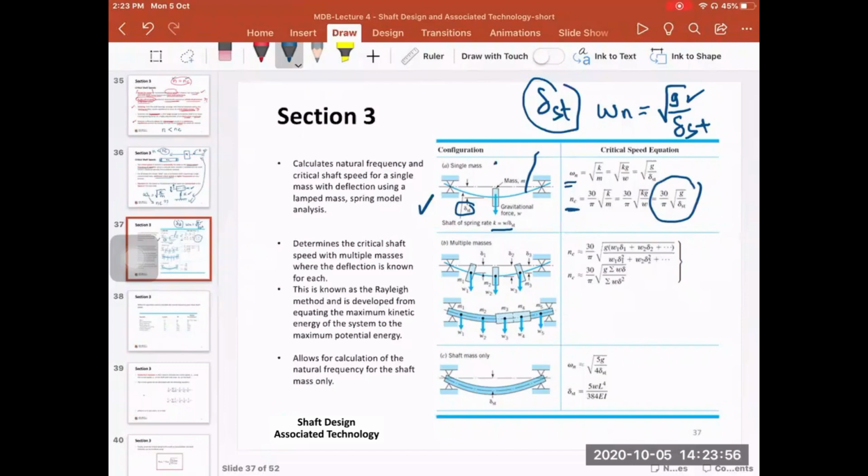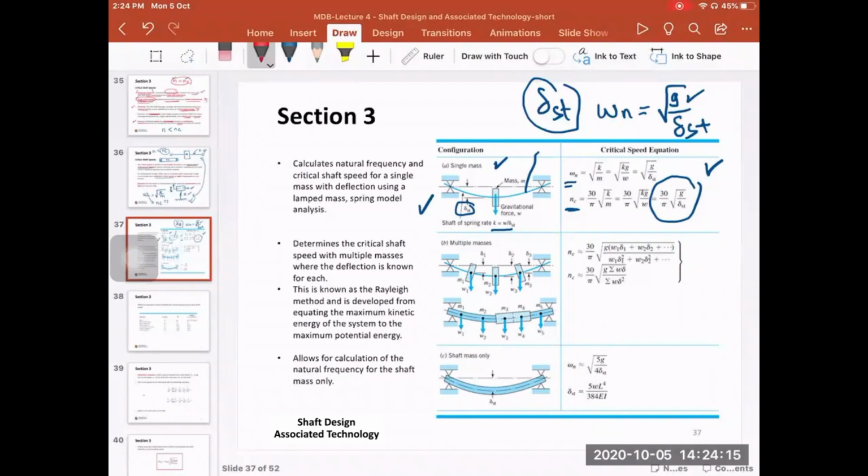Let's say the top one here, you have a single gear and the weight of the gear is high or big compared to the weight of the shaft. So this could be the ideal case. But what if we have different gears on the same shaft, or different components on the same shaft?